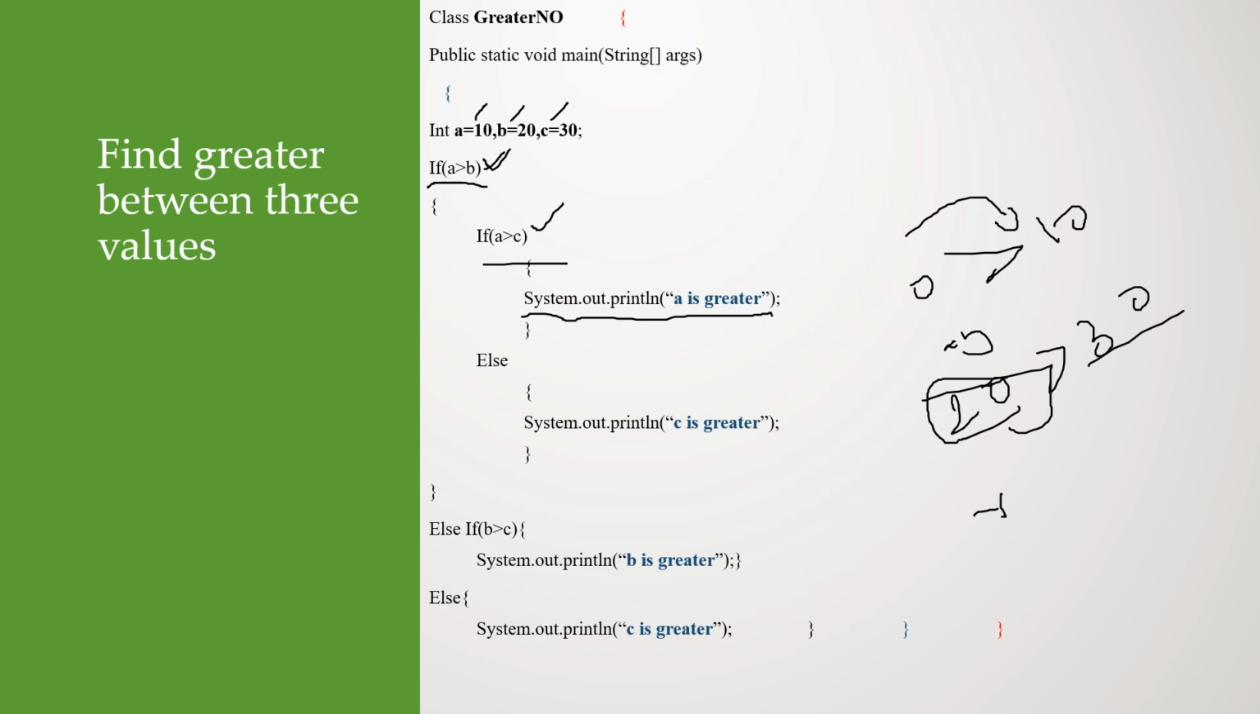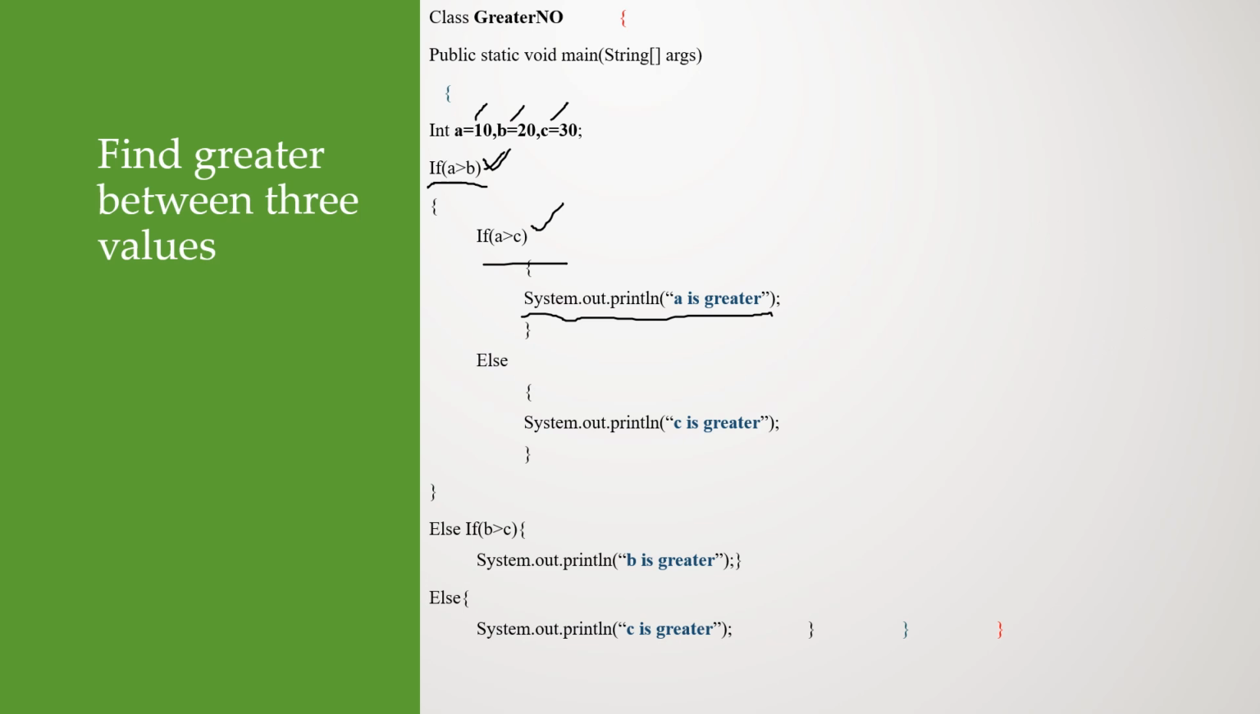So if we are validating here, I will tell you. If a is greater than b and a is greater than c, then a value is greater. If a is greater than b, or else a is not greater than c, c is the greater value. Then if b is greater than c, then b is greater. If it is not greater, in the sense c value only is greater. Why? Because if a is greater than b, it will validate here only. Here it is not validating, in the sense b is greater than c.